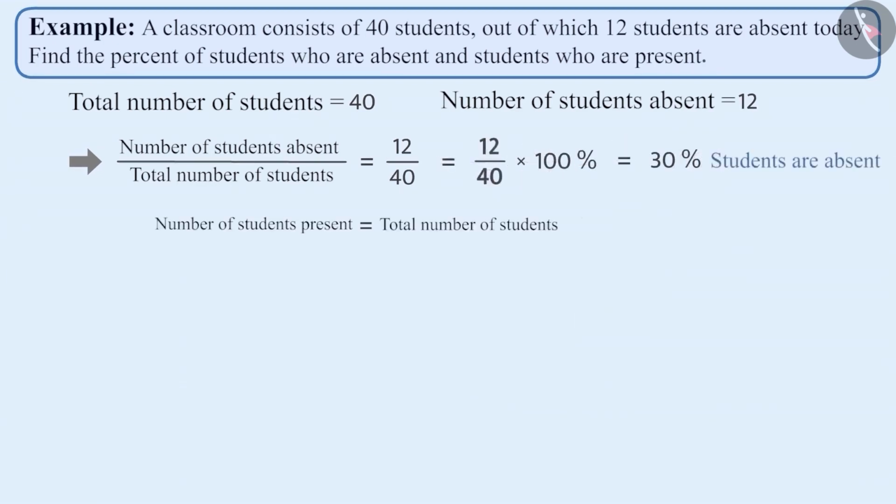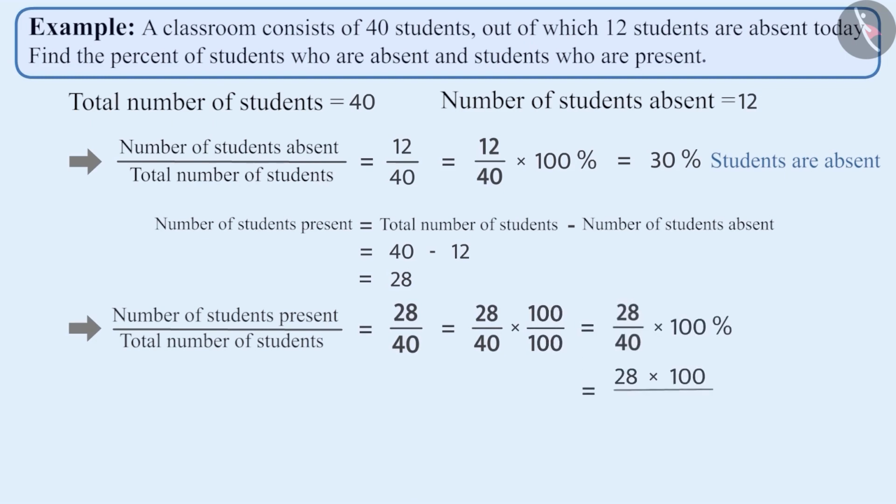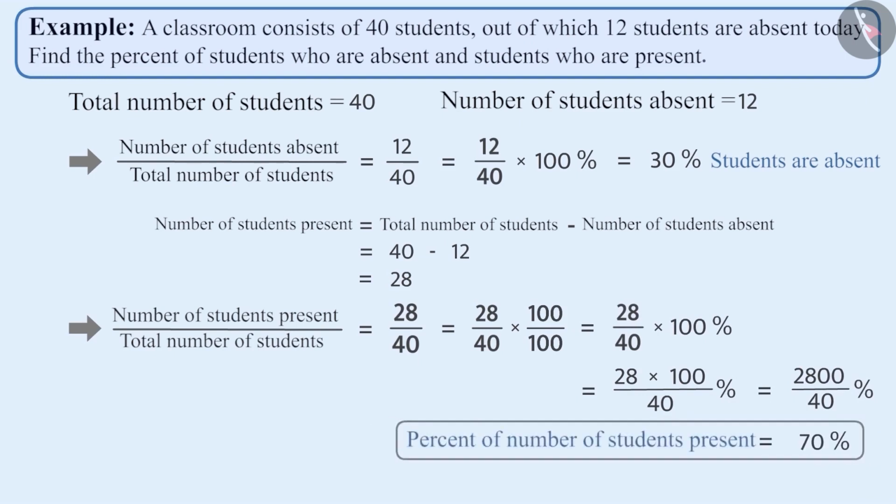The number of students present is equal to the total number of students minus the number of students absent, which is equal to 40 minus 12, which is 28. So, the number of students present is 28 by 40 part of the total number of students. Let us express it in percent. 28 by 40 equals 28 by 40 into 100 by 100, which is equal to 28 by 40 into 100%, which is equal to 28 into 100 by 40%, which is equal to 2800 by 40%, which is equal to 70%.